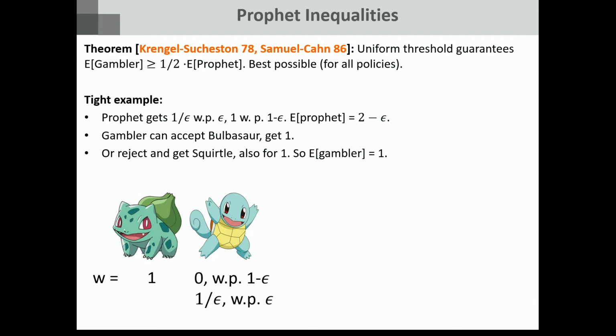And now what about the gambler? The gambler has two choices. He can either accept Bulbasaur, and then he gets 1 for sure, or he can reject Bulbasaur without knowing Squirtle's value. So at the time he decides to reject Bulbasaur and take Squirtle, all he knows is that Squirtle's value is drawn from this distribution, which has an expectation of 1. Okay, so no matter what the gambler does, he can't do better than 1. Okay, so that's a tight example.